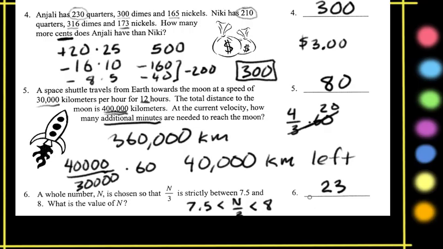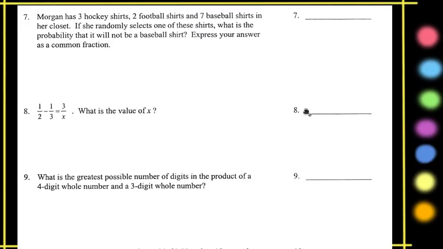23 over 3 gives you 7 2/3, which is in between here. If you do anything less than that, like 22, for example, you'd be less than 7.5. And if you go up by 1, you get to 24, which would put it equal to 8, which is not something we want. Okay, so there we go. Let's go ahead and move on to page 2.